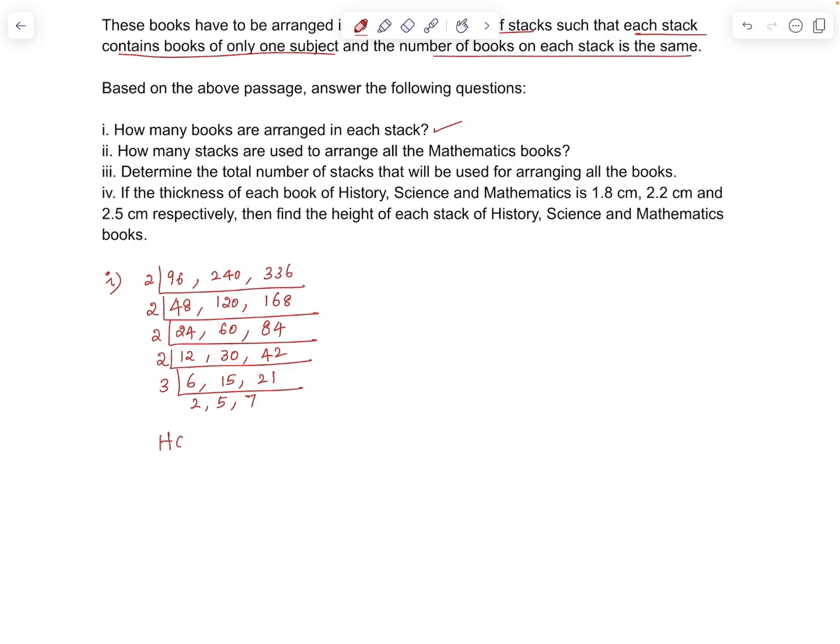The HCF is 2 power 4 into 3. 16 times 3 is 48. So the number of books that each stack can contain is 48.